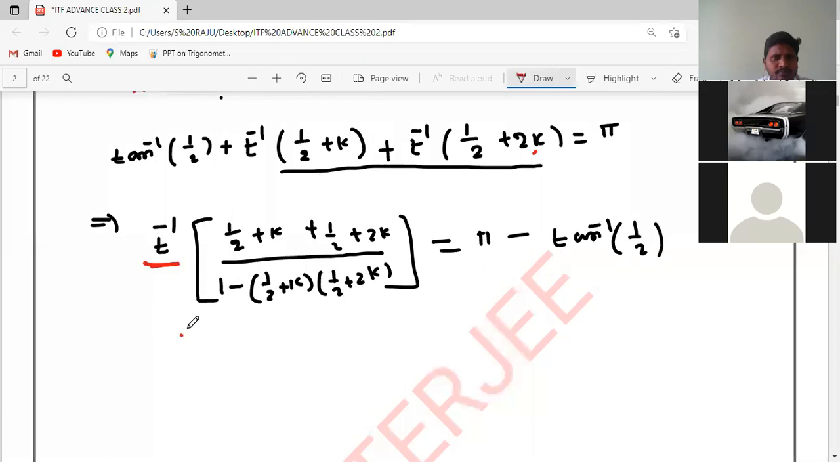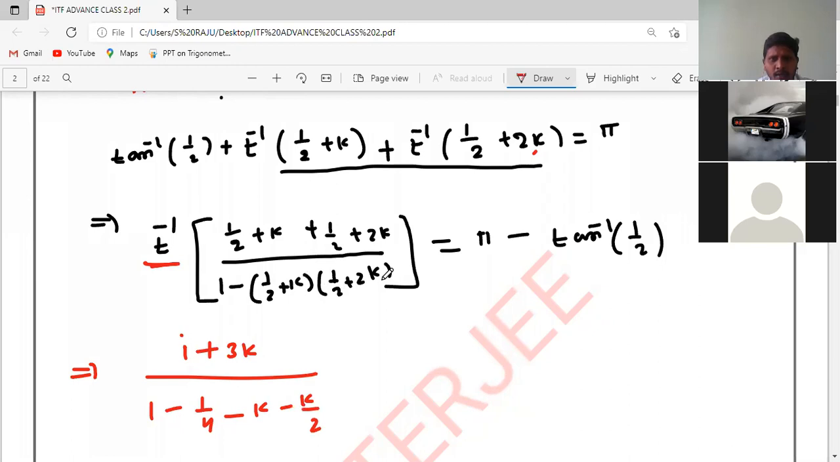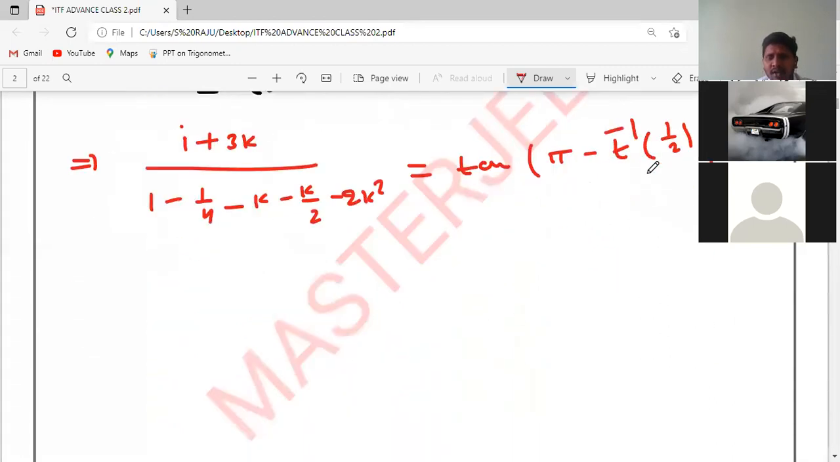Which implies, 1 by 2 plus 1 by 2 is 1, so the numerator is 1 plus 3k, divided by the denominator 1 minus the product. Multiply: 1 by 2 into 1 by 2 is 1 by 4, minus 1 by 4. So 1 by 2 into 2k is k, and k into 1 by 2 is k by 2, and k into 2k is 2k square. So this is equal to tan of pi minus tan inverse 1 by 2. Since we know tan of 180 minus theta is minus tan theta, we can simplify the right side.